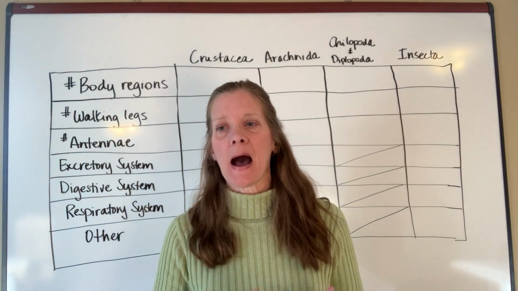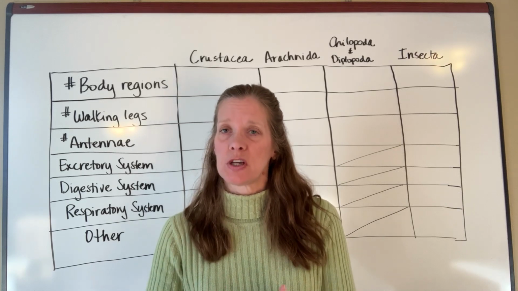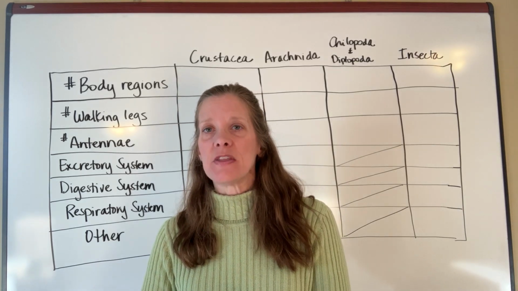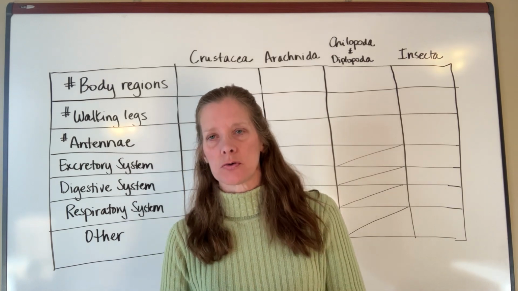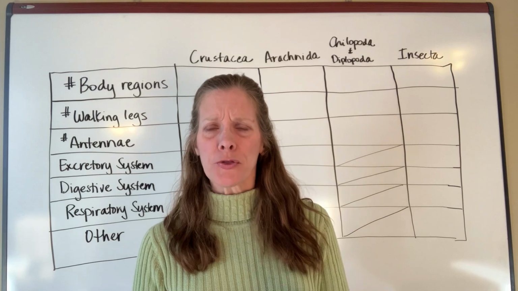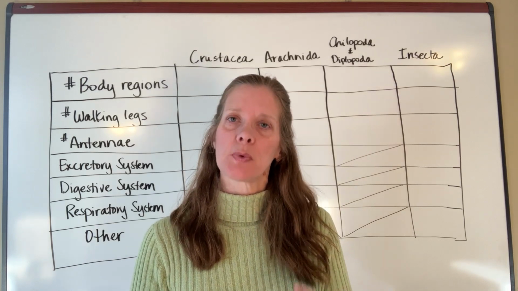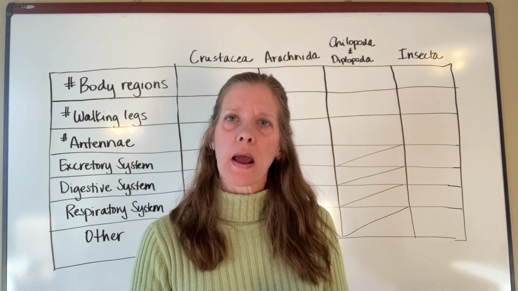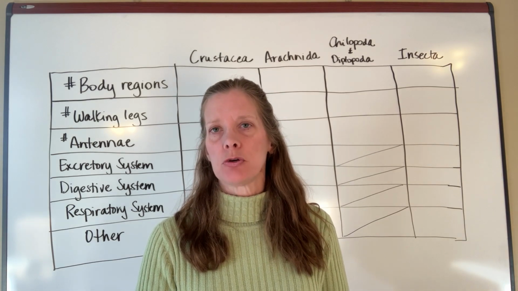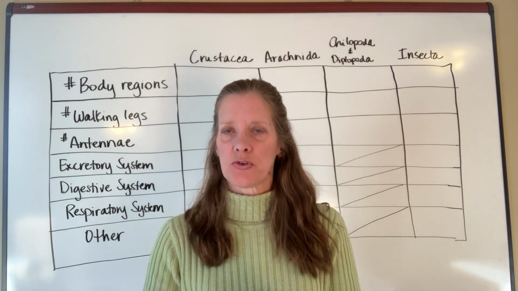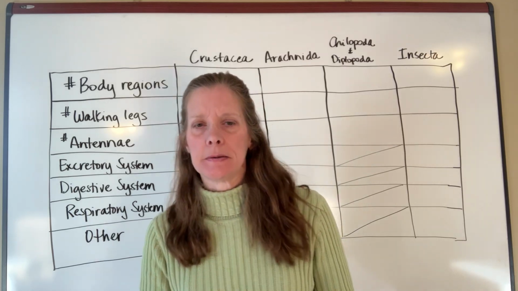We'll talk about the chilopods and the diplopods, which are your centipedes and your millipedes. And then we will do a section on insects. So all 4 of those are arthropods, and as you go through and read these different sections, what I want for you to do is to fill out a chart that's going to enable you to compare these different classes of arthropods.